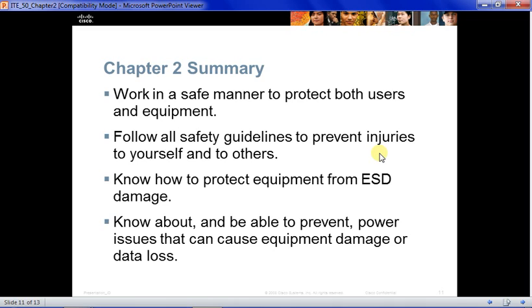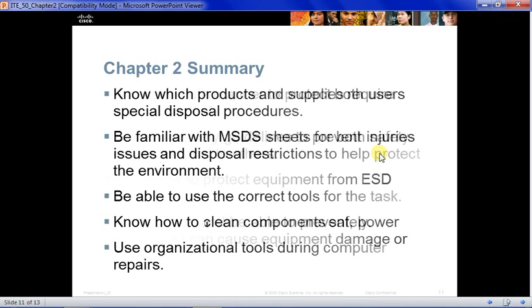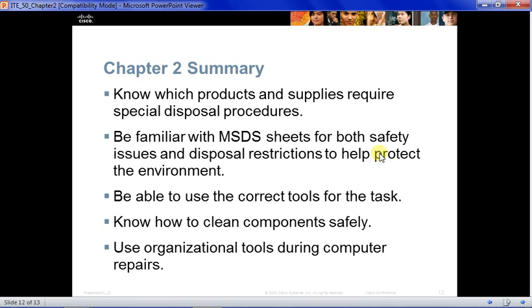You want to know how to protect equipment from ESD damage. You want to know about and be able to prevent power issues that can cause equipment damage or data loss. And know which products and supplies require specific disposal procedures for those hazardous materials. You want to be familiar with the MSDS sheet for both safety issues and disposal restrictions to help protect the environment. Remember, there should be one posted in the workplace. If there is not one, you should talk to your supervisor about creating one.